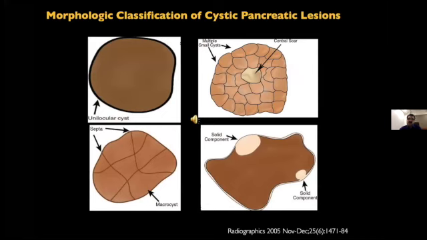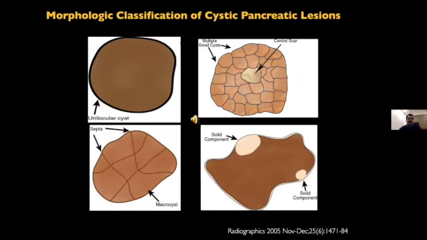Morphologically, the cystic pancreatic lesions can be classified into 4 types. One is the unilocular cyst. Second is a macrocyst with multiple septae. Third is multiple microcysts, and sometimes they will show a scar. And lastly, a cyst with solid components or mural nodules.